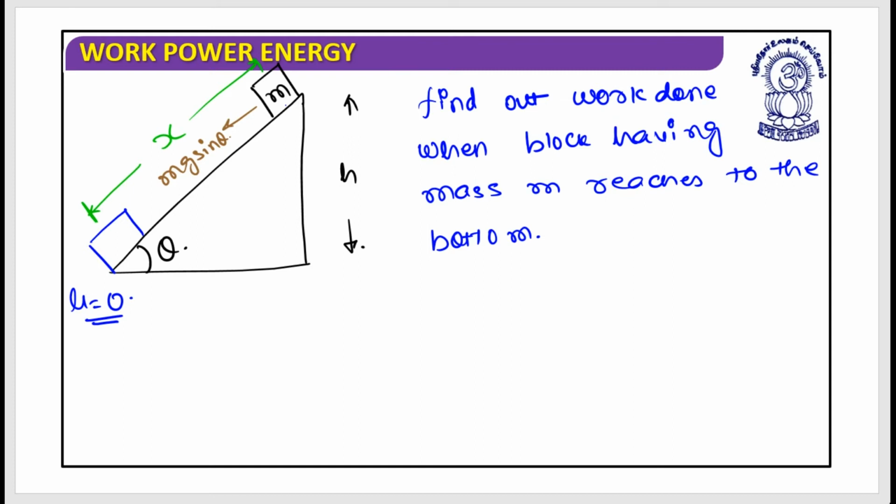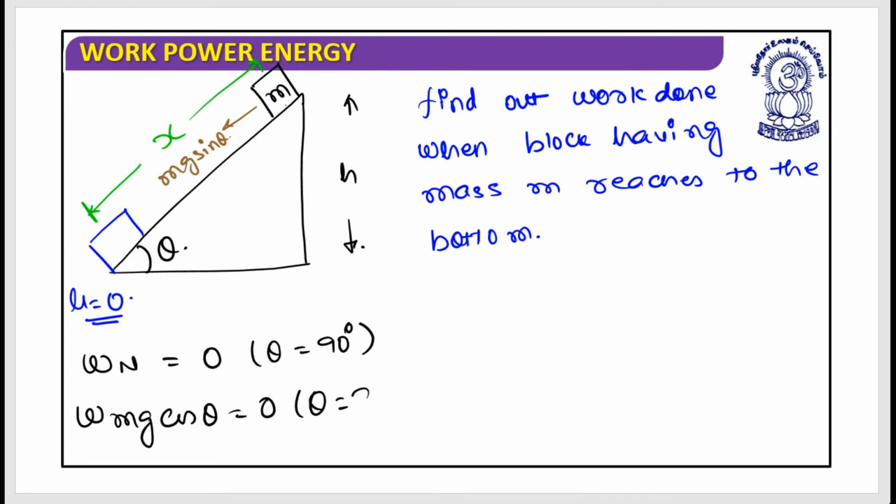So if I write down work done due to all the forces, work done due to normal would be equal to 0, because theta is equal to 90 degree. Theta between force and displacement is 90. Work done due to mg cos theta, again it would be 0. Why? Because theta is equal to 90 degree. We have discussed all these things in the previous sessions.